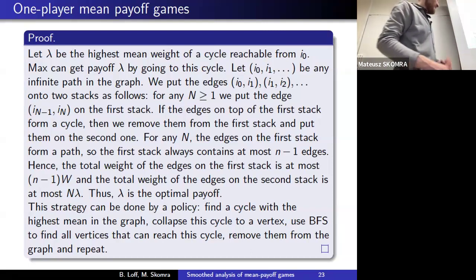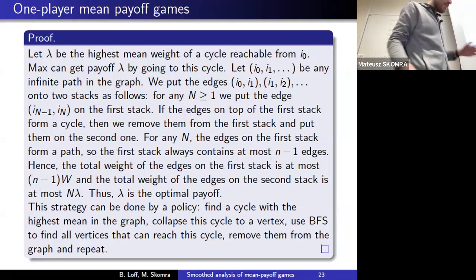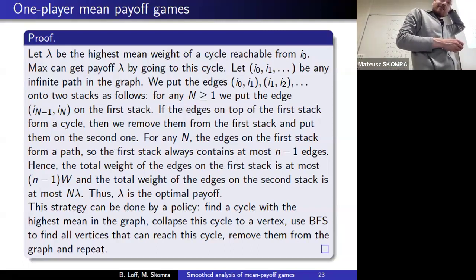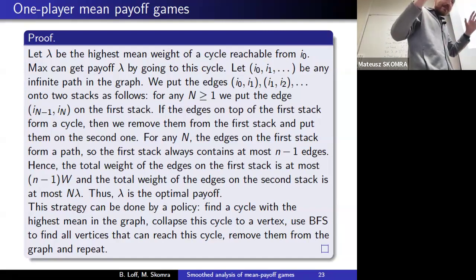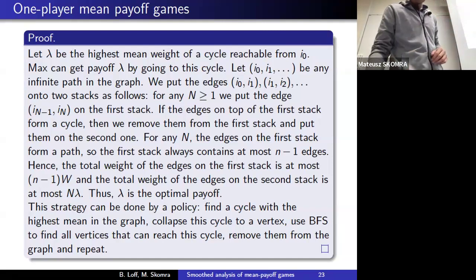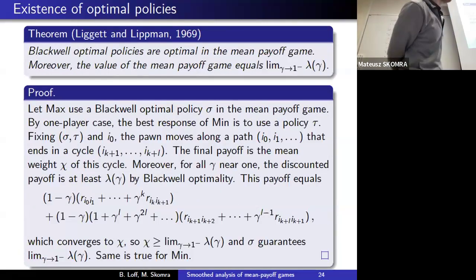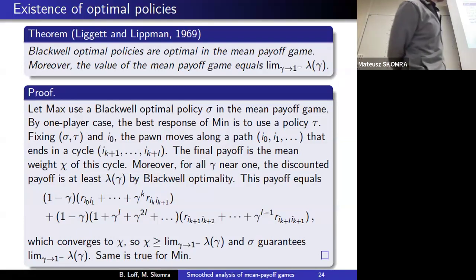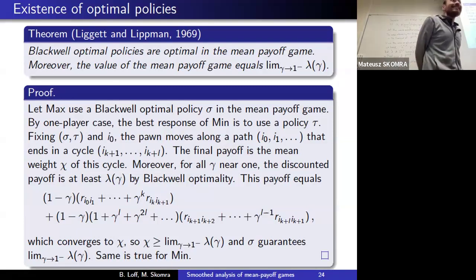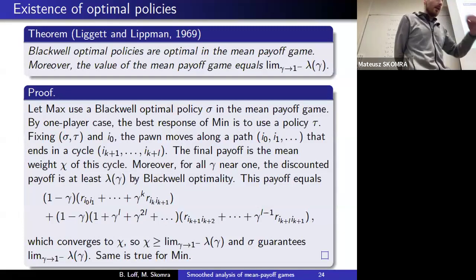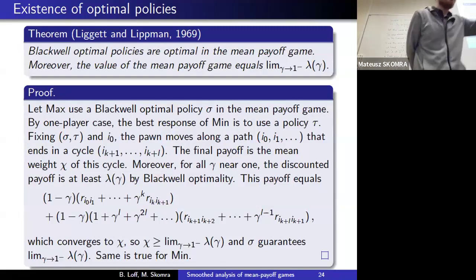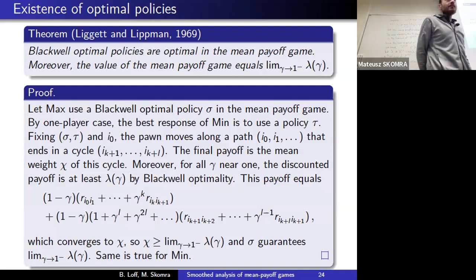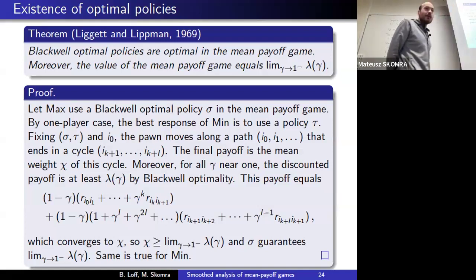Right. Good. Well, okay, so we solved the one player case, that was easy, and we know what happens as gamma goes to one. Okay, so we know these two things, and now I will combine them to get optimal policies. So this is what Bewley and Kohlberg did, using a little bit of a different argument. They said that Blackwell optimal policies are optimal in the mean payoff game. So if you are optimal for all high discount factors, you are optimal in the mean. And the value is equal to this limit of discount. So now let us try to prove this.